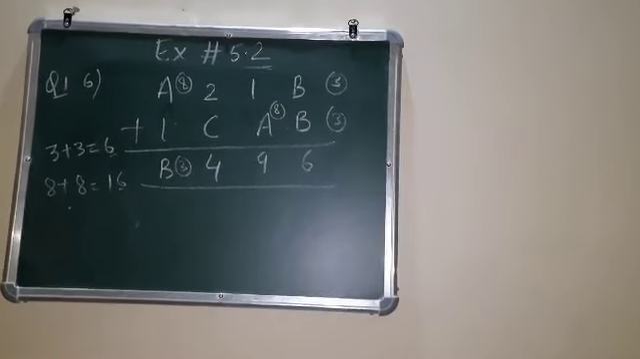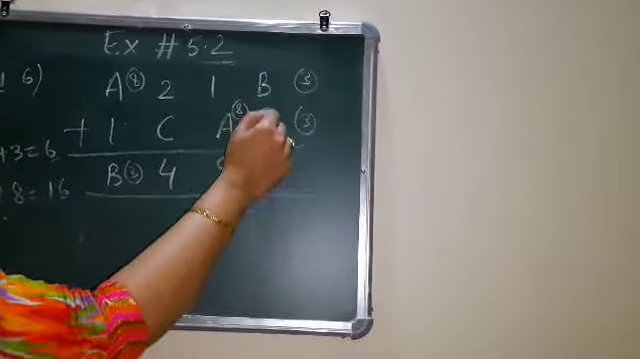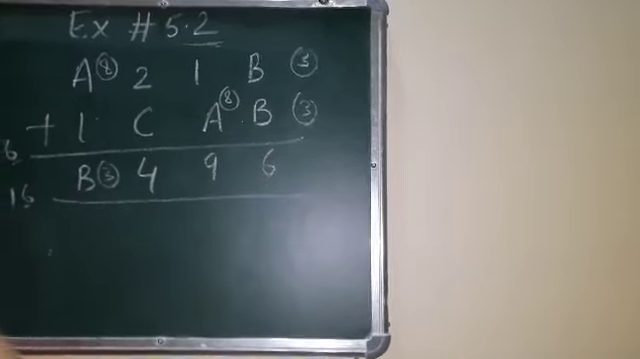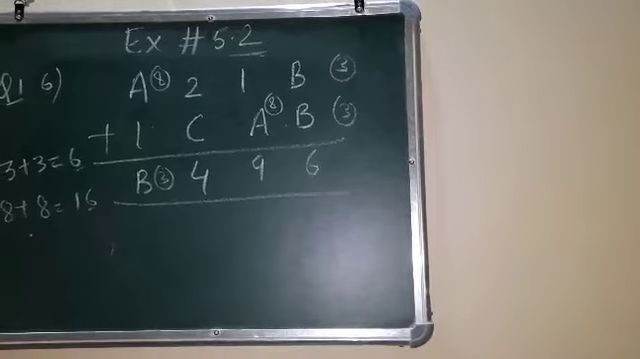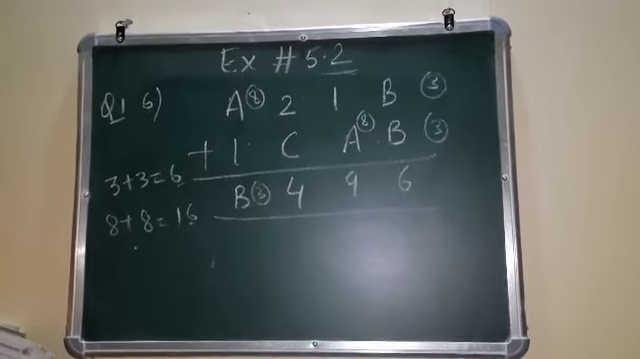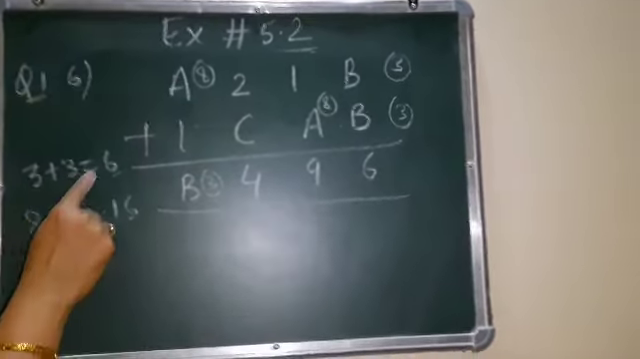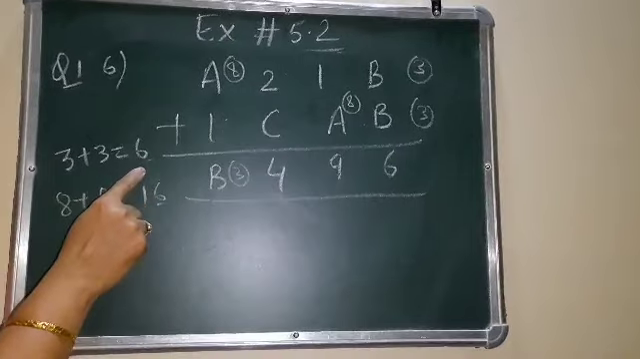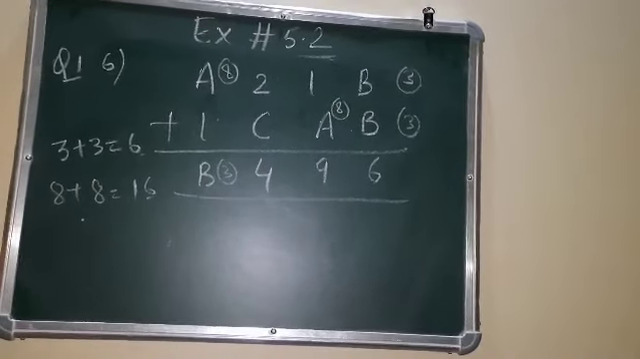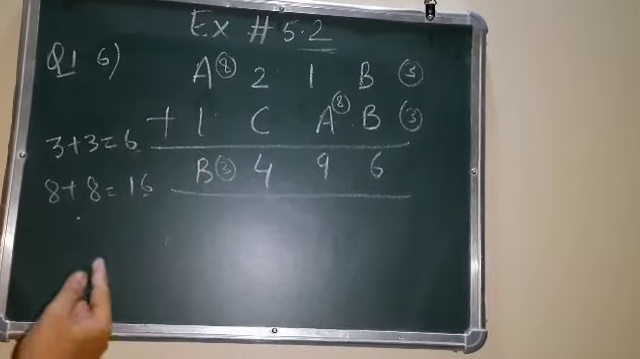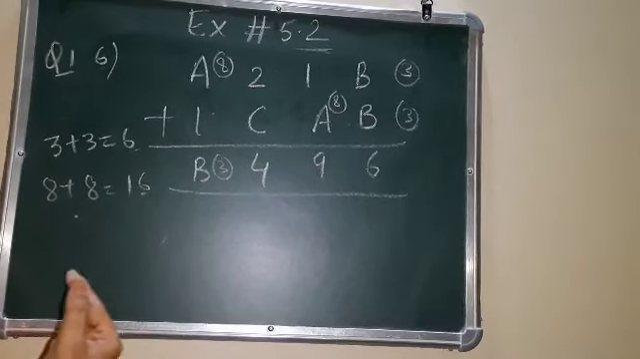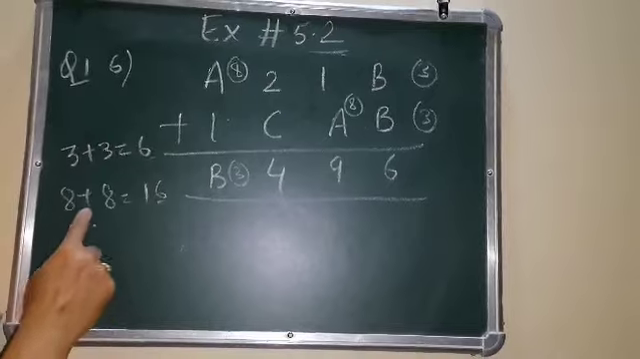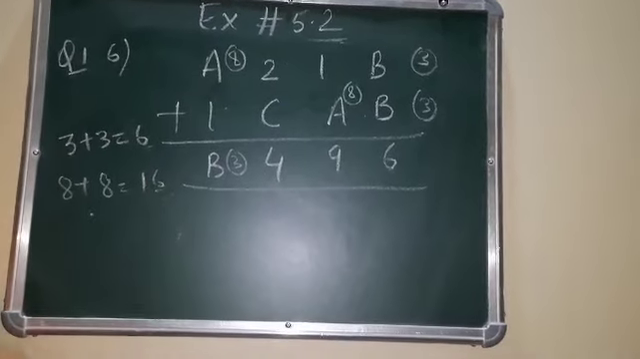Once again I am repeating, the same number you have to add and your unit digit should be 6. So we have thought of the things 1 plus 1, 2, not possible. 2 plus 2, 4, not possible. 3 plus 3, 6. Yes, we are getting the unit digit 6. Then we have thought of some other options also. 4 plus 4, not possible. 5 plus 5, 10, not possible. 6 plus 6, 12, not possible. 7 plus 7, 14, not possible. 8 plus 8, 16, I am getting the unit digit 6.